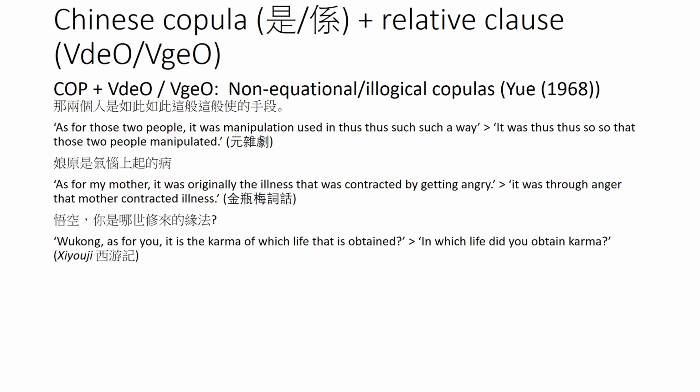non-concrete entities, and so the referentiality in these relative clauses is somewhat weak. And hence, these can be reanalyzed as past time clefts. So, for example, 那两个人是如此如此这么使的手段: those two people, they manipulated in thus and so a way. 娘也是气闹上起的病, 起的病: as for mother, she contracted illness through anger. 悟空，你是哪世修来的缘法？修来的缘法. Okay, so 悟空, in which life did you obtain karma?